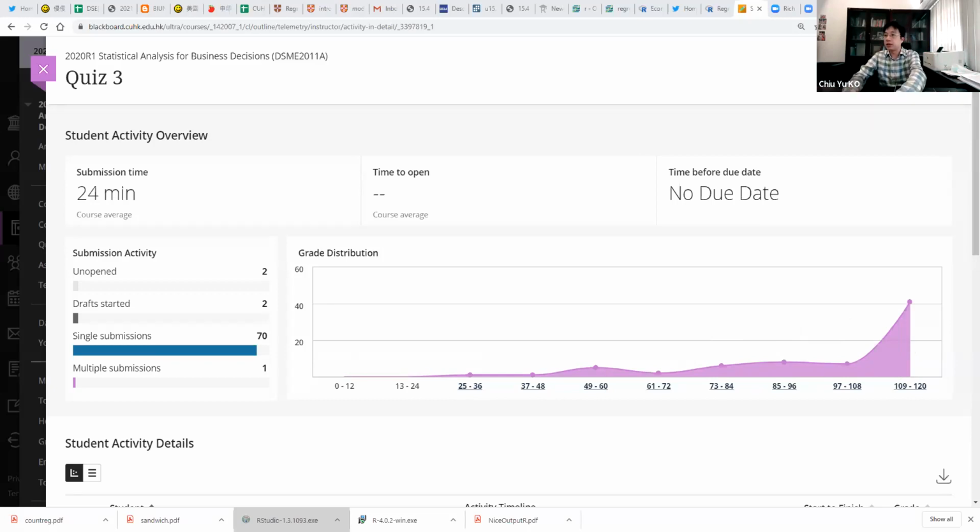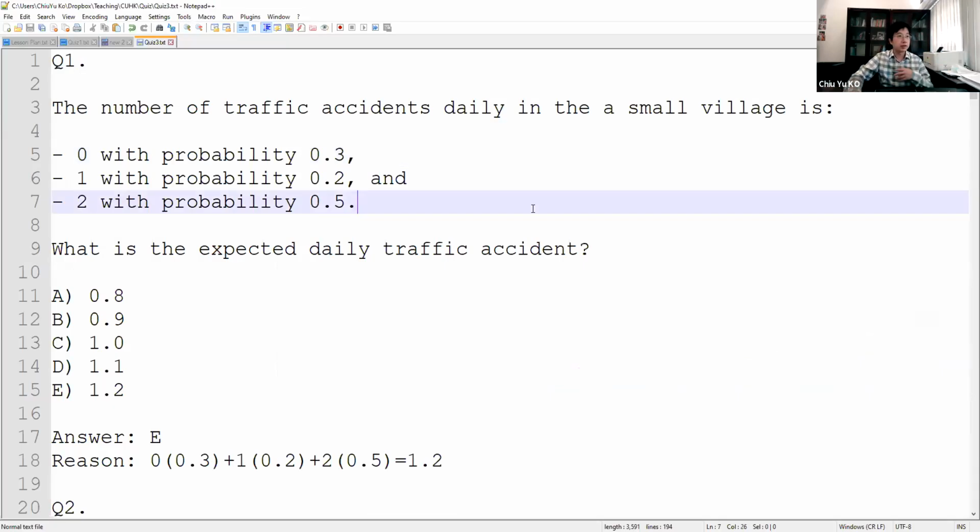Let me go into that. So let's go into the questions, and then we'll take a break. After the break, we'll go to the continuous distribution. But let us go into the questions. Okay, so quickly, can you see the screen? Yeah.